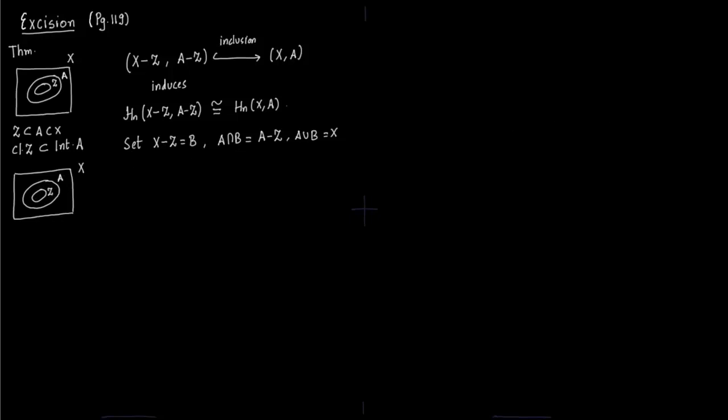So now shade B as X minus Z. So the shaded portion is B, which is X minus Z. So you can now see A intersection B is A minus Z and A and B cover X. So now we just copy down the induced isomorphism of homology groups. So we have Hn(X minus Z) is B, A minus Z is A intersection B, and you keep X and A as such.